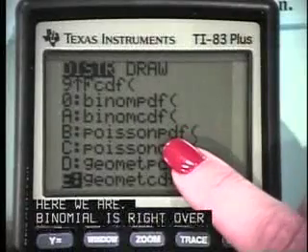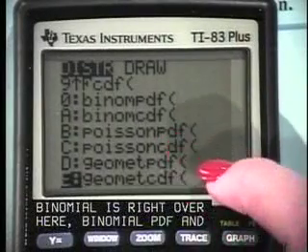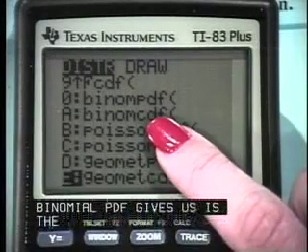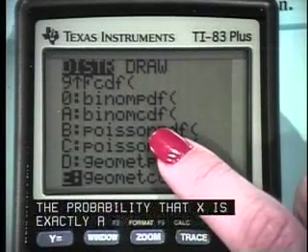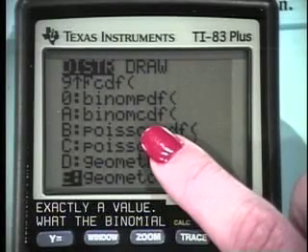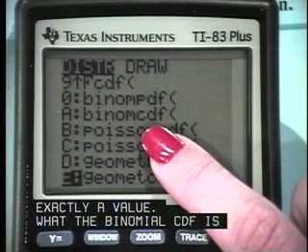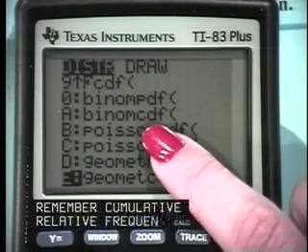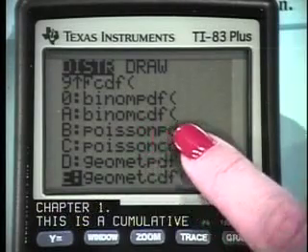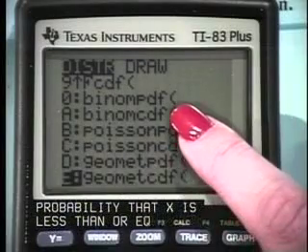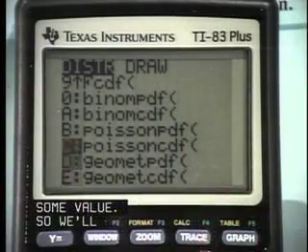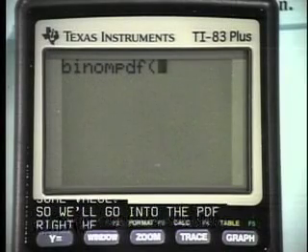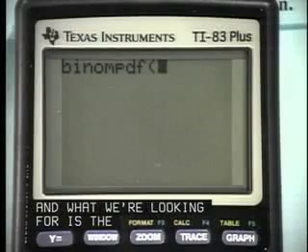Binomial PDF and binomial CDF. What the binomial PDF gives us is the probability that x is exactly a value. What the binomial CDF is a cumulative probability. Remember cumulative relative frequency from chapter 1? Well, this is a cumulative probability that x is less than or equal to some value. So we'll go into the PDF right here. And what we're looking for is the probability x is equal to 6.